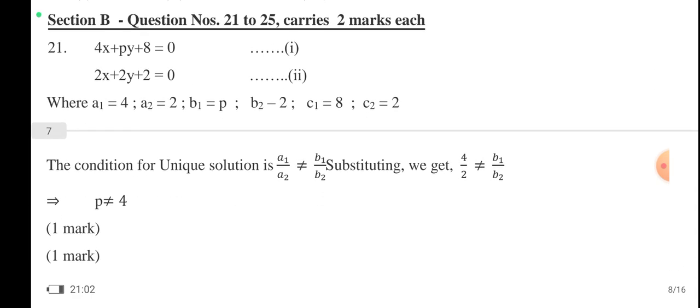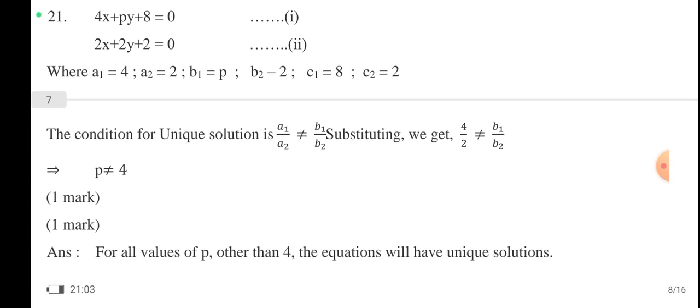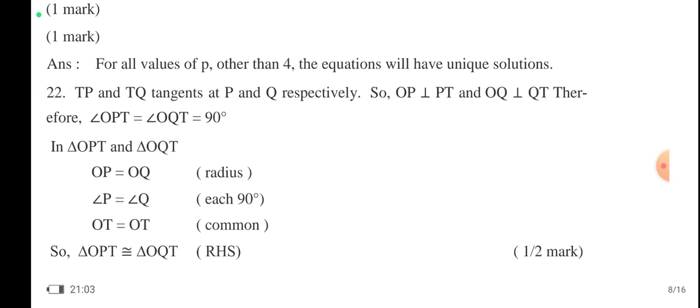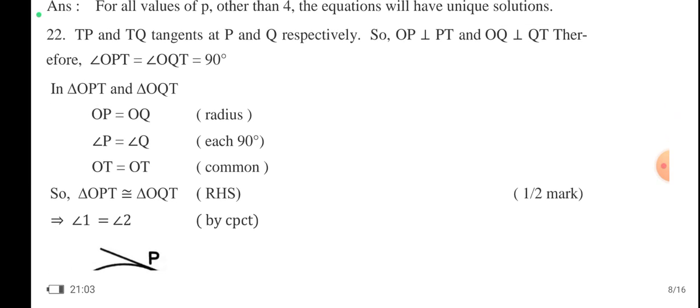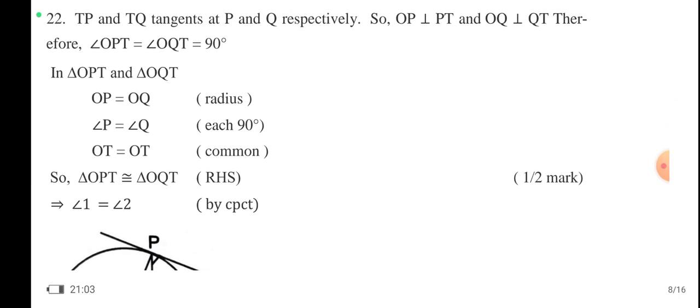Section B, 21st question, you see where marks have been given, 1 mark and 1 mark, the 2 marks they have given. So properly apply the formula A1 by A2 not equal to B1 by B2. So P not equal to 4, if you do it, you will get the 21st question. So for all values of P other than 4, the answer will be the 22nd.